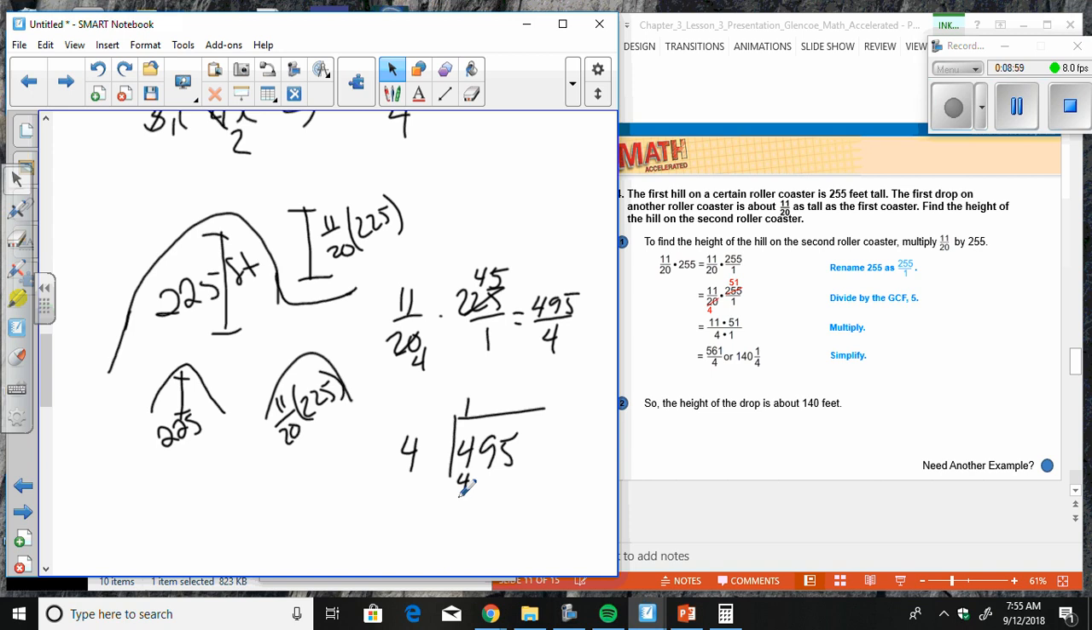4 goes into 4 once. Bring down the 9. 4 goes in here 2. Okay, I transposed some numbers here. This would be 255. Hopefully you caught that before I did. So this should be 255.